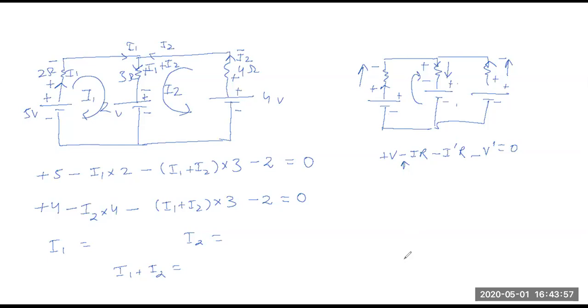Okay, I'll take up another example. Well, I1 and I2, yeah, I told you to find out the values of I1 and I2. What are the values, beta? What are the values you're getting? I1 and I2, what are the values?